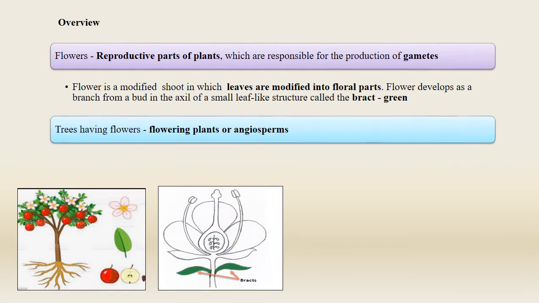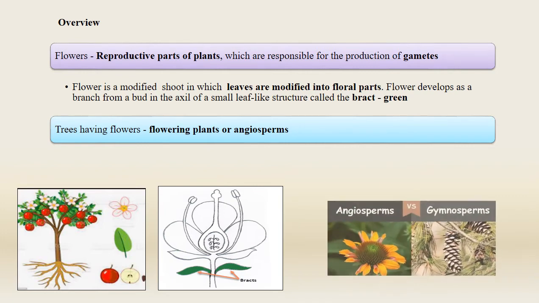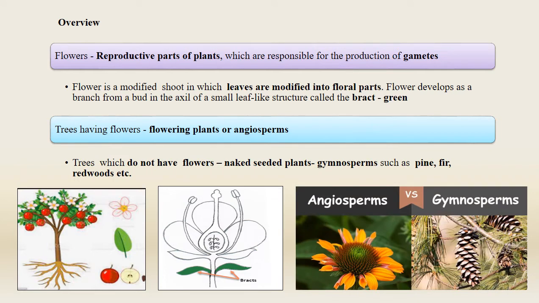Trees that have flowers are called flowering plants or angiosperms. Trees that do not have flowers are called naked-seeded plants or gymnosperms. Example: pine, fir, redwood, etc.